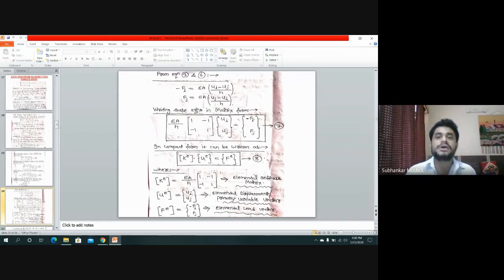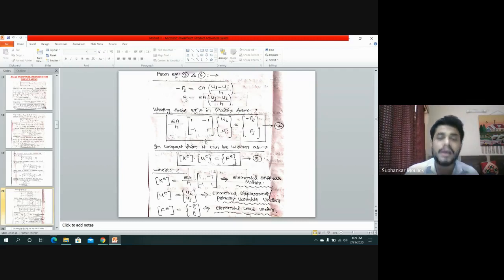Let us convert. I can see from these two equations that E into A divided by H I can take out common. Let us take it out, E into A by H, then a 2 cross 2 matrix: 1 minus 1, minus 1 1, into ui uj, which is equal to minus fi fj. Now let us check whether this matrix is correct or not.